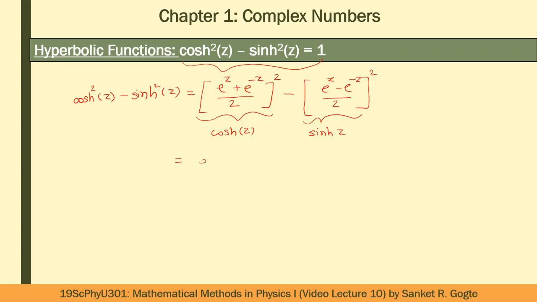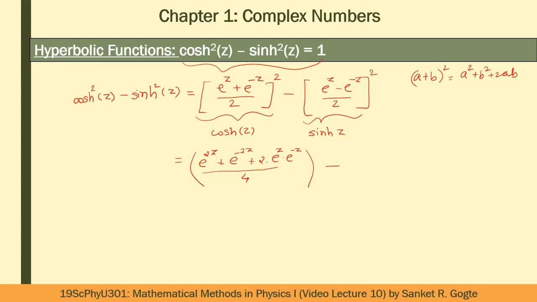Now what we need to do is find out the squares of the brackets, so it is going to be e to the power 2z plus e to the power minus 2z plus 2 into e to the power z into e to the power minus z divided by, sorry, divided by 4. Here I have simply used the formula a plus b whole square is equal to a square plus b square plus 2ab.